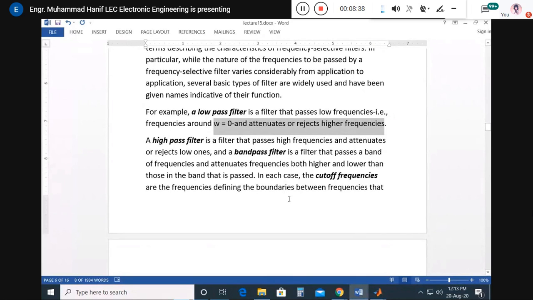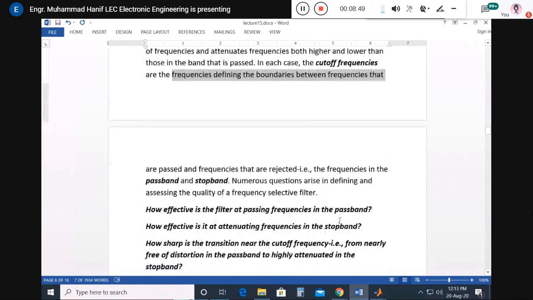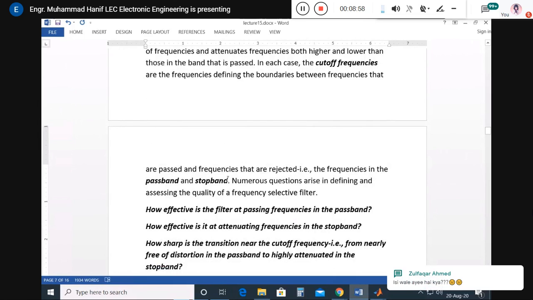So in each case, we define different terms. Like say, the first term is cutoff frequencies. Cutoff frequencies are the frequencies defining the boundaries between frequencies that are passed and frequencies that are rejected, that is, frequencies in the pass band and stop band. Pass band वो है जिसको में आपने frequencies को pass करना है, allow करना है system ने. Stop band वो frequencies हैं जिन frequencies को system ने stop करना है.